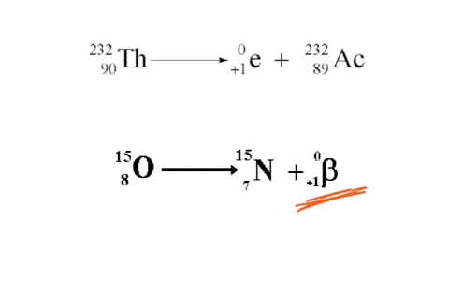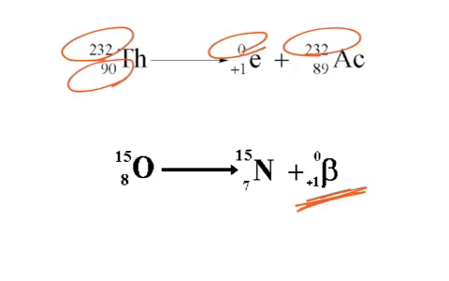But the rules for math stay the same. 232 equals 0 plus 232, 90 equals 1 plus 89. So we're keeping consistent with our nuclear equations across the board.